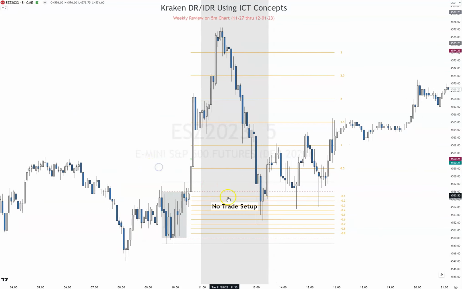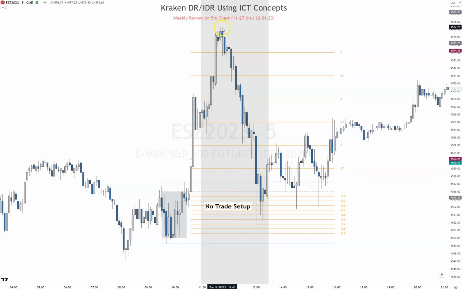Tuesday, again, it's another no trade setup day. And you're like, well, wait a minute, there's a big fair value gap here. You could have got in right there. This even came into this fair value gap. You could have got in there. My rules say I have to take a trade before the 0.5 standard deviation.